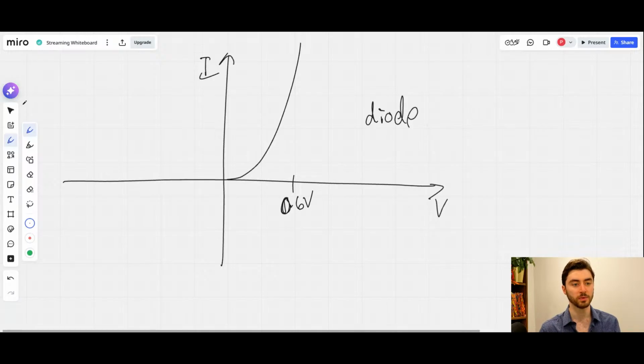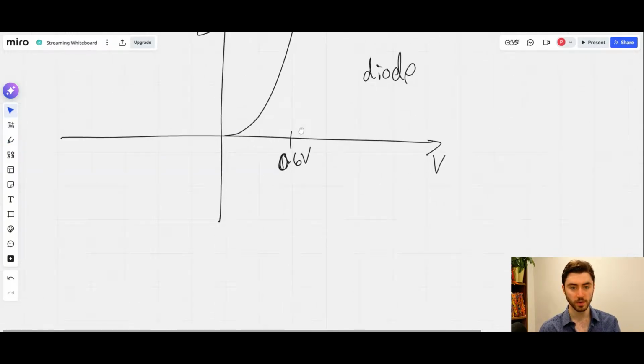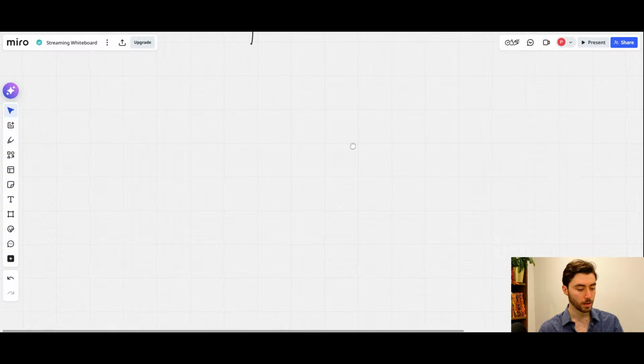I know I said this before, but I should really have labeled this before, that this is for a lamp. Okay, so that's what's going on there. I won't talk about the thermistor too much.